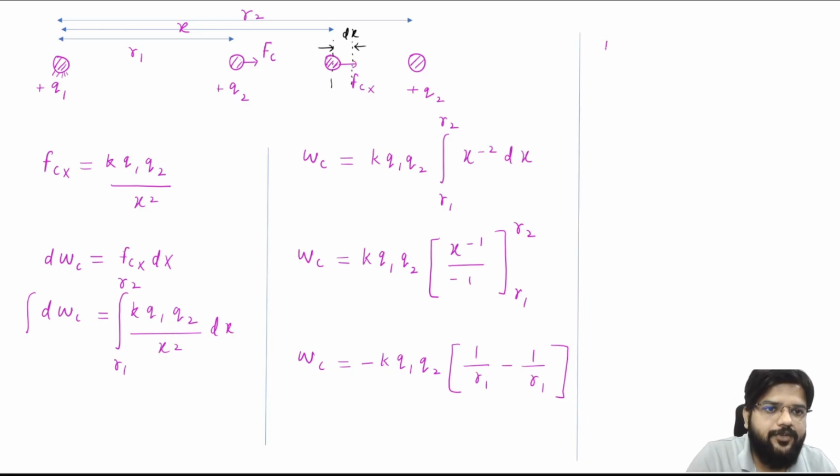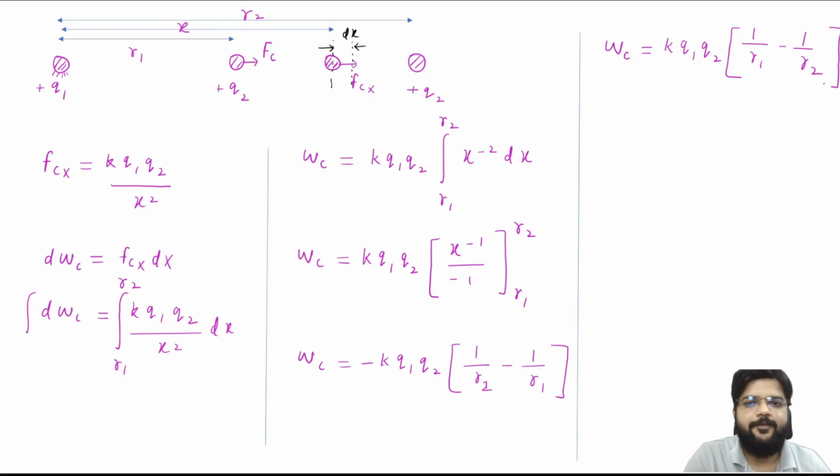So the work done by the conservative force can be written as, now put the negative sign inside this bracket, and finally we have k q1 q2, and this is R2, everyone, upper limit minus lower limit. So we are multiplying the negative sign inside this bracket. So it is k q1 q2 times 1 by R1 minus 1 by R2. This is the work done by the conservative force, correct? This is the work done by the conservative force.